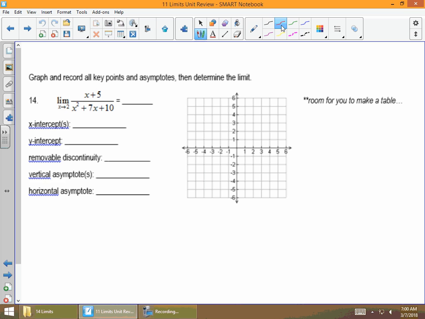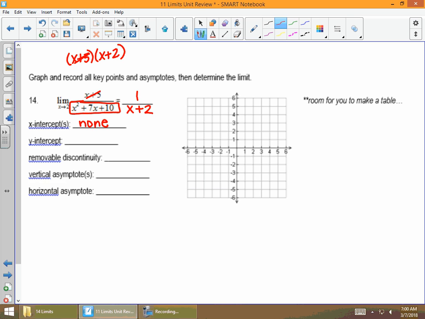So the first thing I'm going to do is factor, and I can factor the denominator. Here the denominator, x squared plus 7x plus 10, factors to x plus 5, x plus 2. So the x plus 5s are going to cancel, and I'm left with 1 over x plus 2. Since I don't have a variable in my numerator, I don't have any x-intercepts.